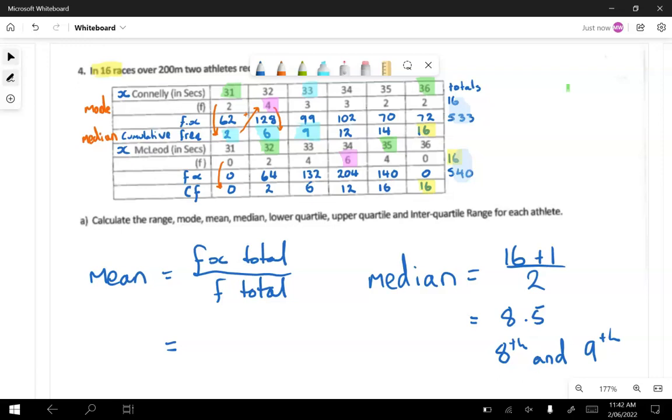McLeod. He is the 8th and 9th score. So again, we go to the cumulative frequency column. No scores have happened in this first spot here. The first and second score happen here. The third, fourth, fifth, and sixth. And then the 7th through to 12th score happens there. So that is going to be a median of 34. Okay, we'll go down and write that one in.